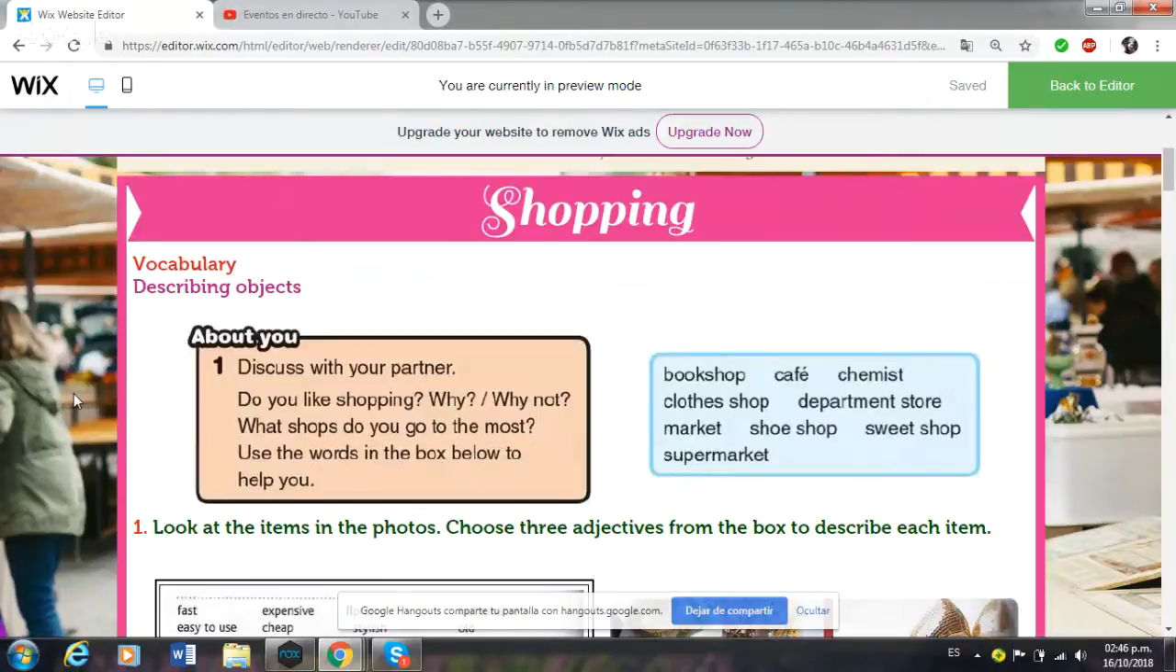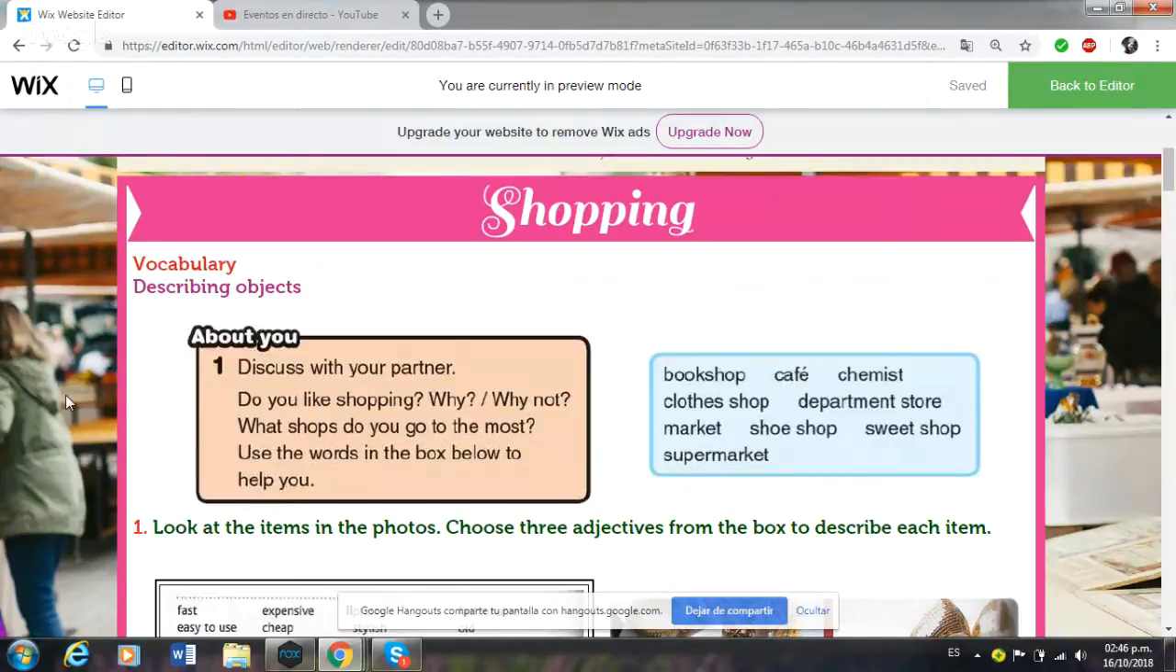Okay, as you can see, today's topic is shopping. First of all, in general terms, I'm going to explain how to develop all the exercises, all the activities proposed here. Like in previous encounters, of course, we start with some vocabulary, in this case about describing objects.